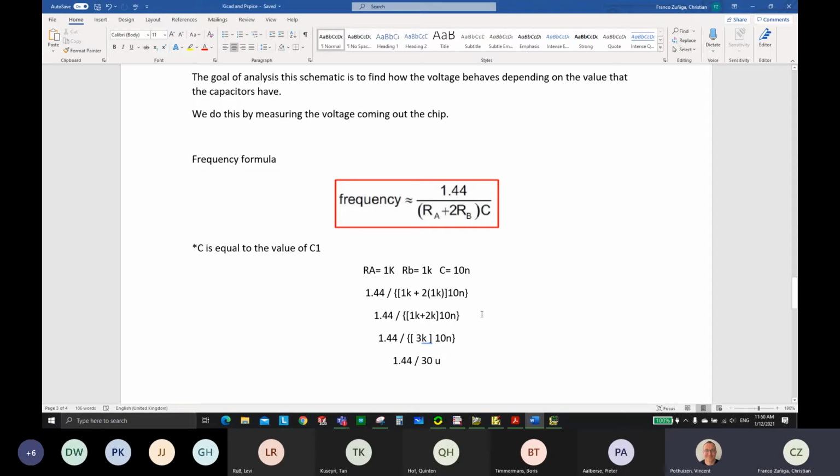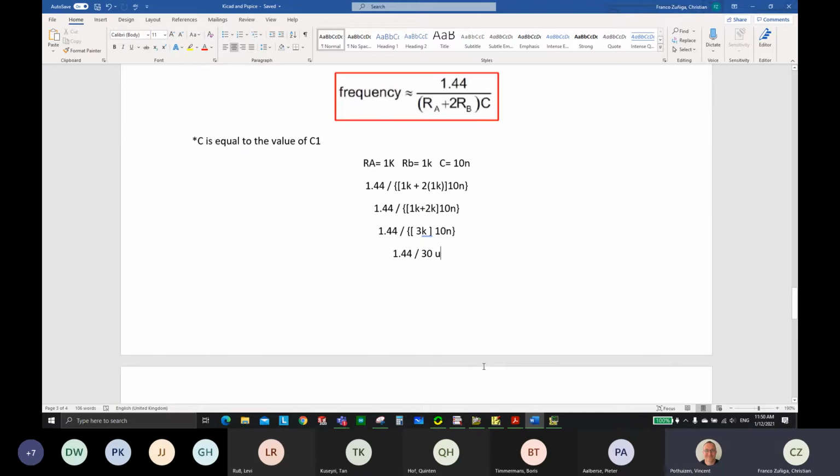Okay. I hardly ever use my calculator. I do it all by heart. Not everything, but a lot. So now you use your calculator. 14.4. 3 times 5 equals 15. So something below 50, and then in a small value, because you divide 1.44 by 30 micros.